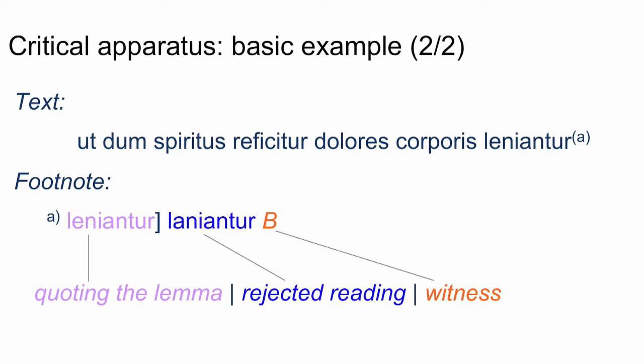Here it's a square bracket. And then you have the variant or erratic reading found in one or other manuscripts. Here it is "laniantur", the rejected reading. And then you have the siglum of the witness where this reading is found. So here it is B.